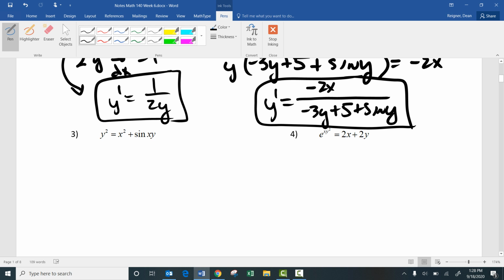All right, so here we go. Derivative of y squared: 2 times 1 is 2, y goes to the first power. The derivative of y is y prime, equals derivative of x squared, which is simply 2x, plus derivative of sine is cosine. The angle stays the same. So now you have to do the derivative of the angle.